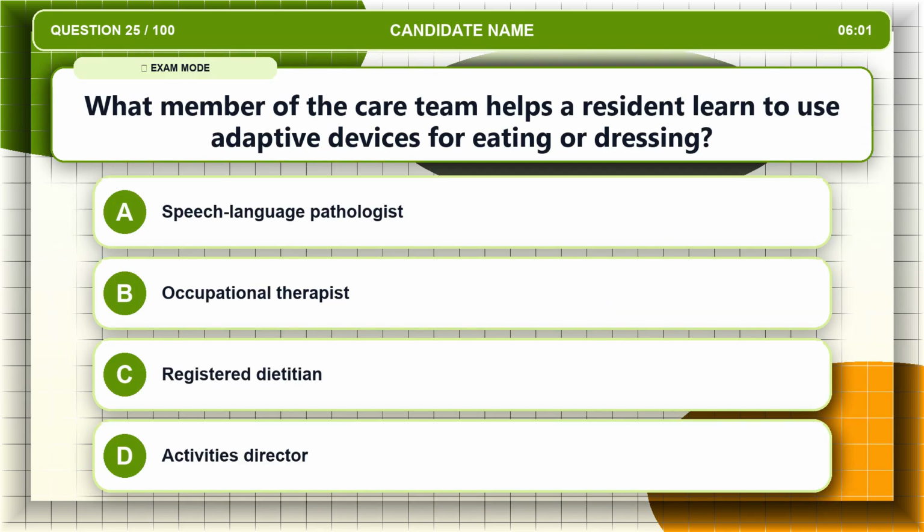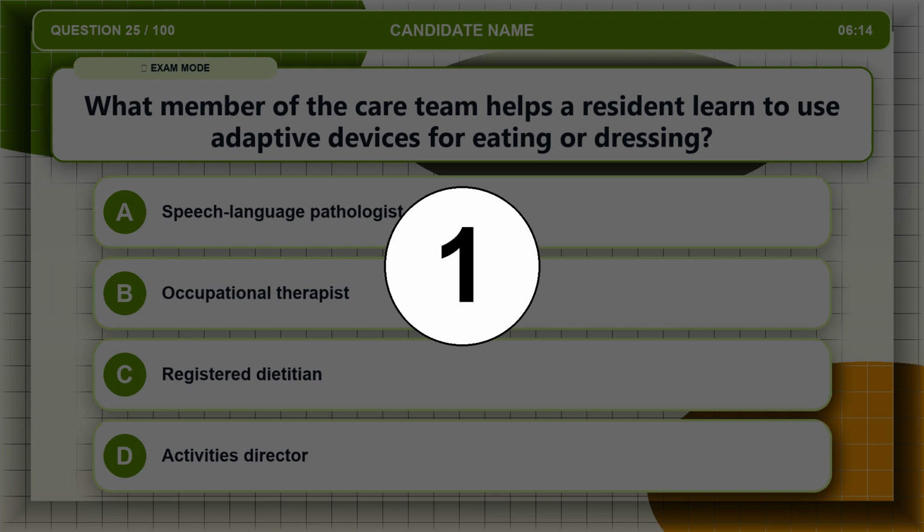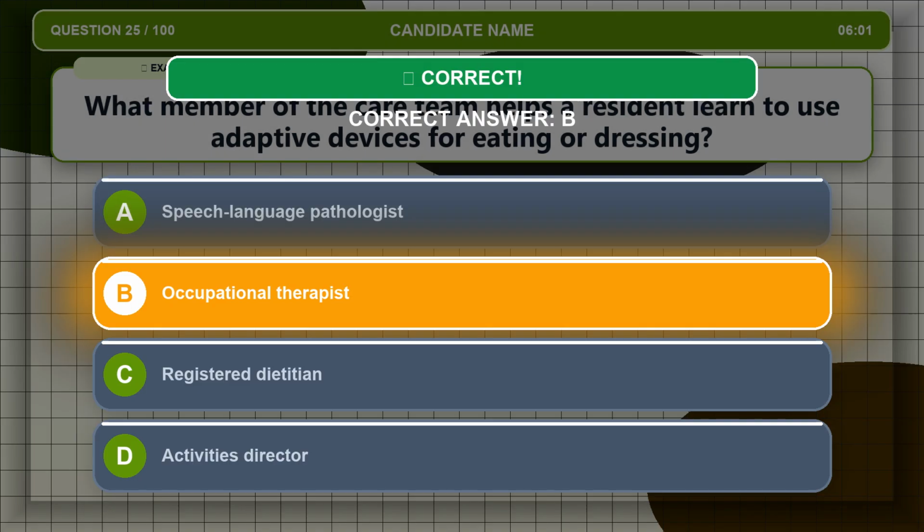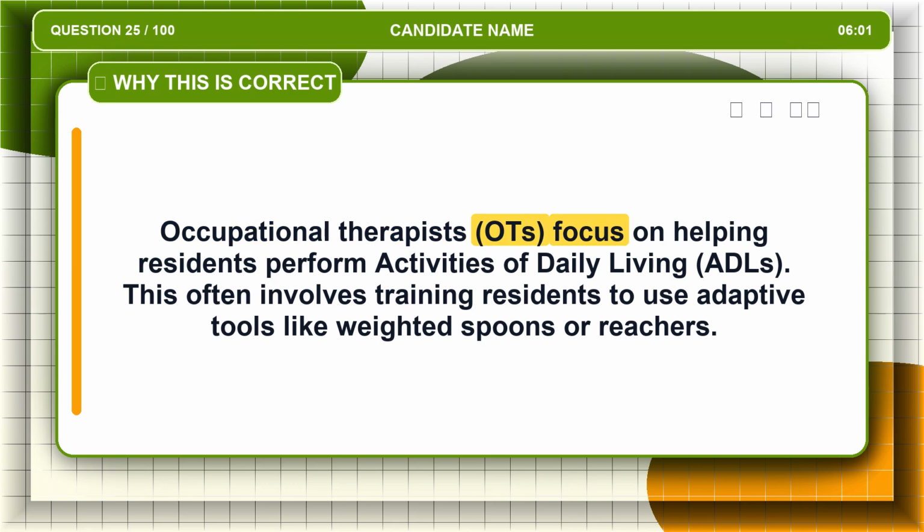Question 25. What member of the care team helps a resident learn to use adaptive devices for eating or dressing? Option A. Speech-language pathologist. Option B. Occupational therapist. Option C. Registered dietitian. Option D. Activities director. The correct answer is option B. Occupational therapist. Occupational therapists, OTs, focus on helping residents perform activities of daily living, ADLs. This often involves training residents to use adaptive tools like weighted spoons or reachers.